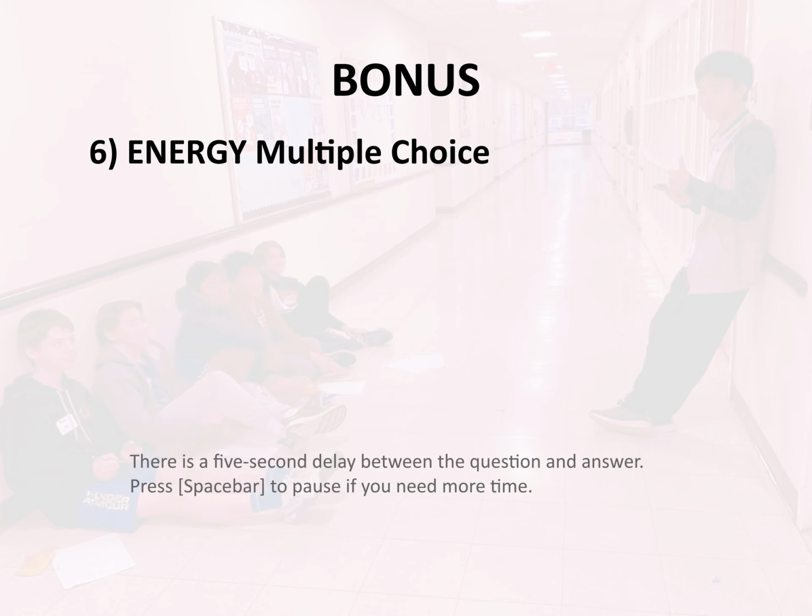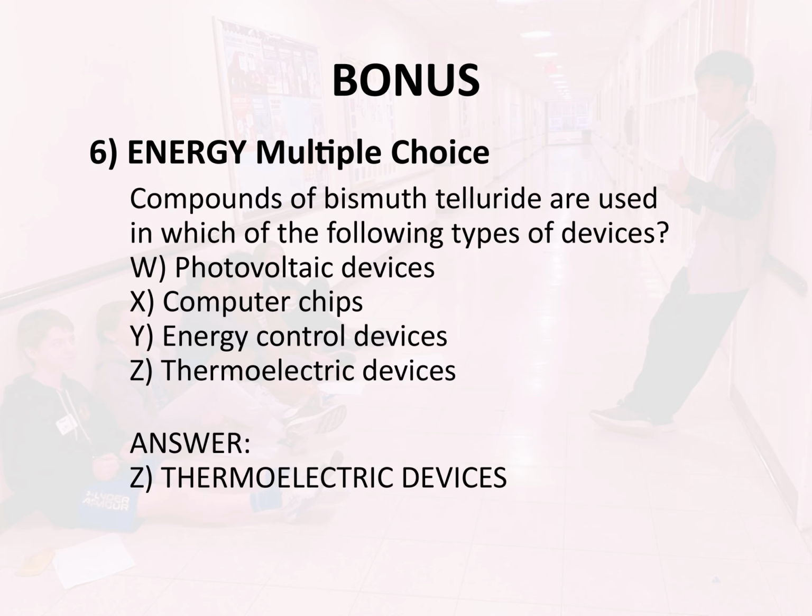Bonus 6. Energy. Multiple choice. Compounds of bismuth telluride are used in which of the following types of devices? W. Photovoltaic devices, X. Computer chips. Y. Energy control devices. Z. Thermoelectric devices. Answer: Z. Thermoelectric devices.